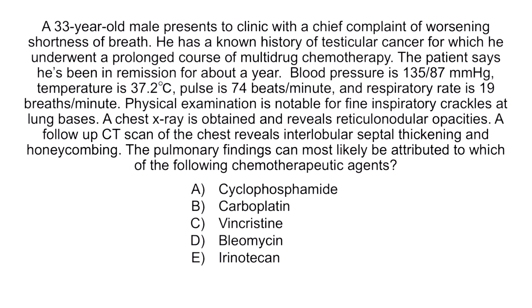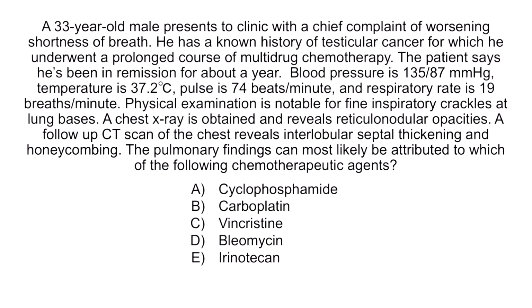A 33-year-old male presents to clinic with a chief complaint of worsening shortness of breath. He has a known history of testicular cancer for which he underwent a prolonged course of multi-drug chemotherapy. The patient says he's been in remission for about a year. Blood pressure is 135/87, temperature is 37.2 degrees Celsius, pulse is 74, and respiratory rate is 19. Physical examination is notable for fine inspiratory crackles at lung bases. A chest x-ray is obtained and reveals reticulonodular opacities. A follow-up CT scan of the chest reveals interlobular septal thickening and honeycombing. The pulmonary findings can most likely be attributed to which of the following chemotherapeutic agents?